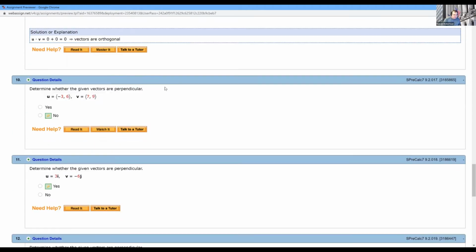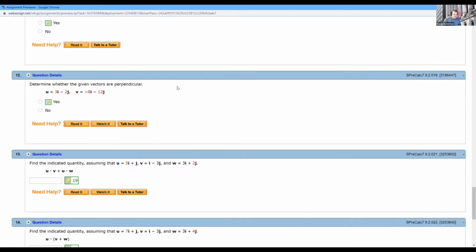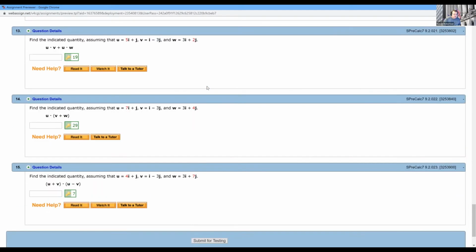And I'm scanning through these questions. A little bit different in 13 and 14 here. In question 13, they don't want you to find the angle between two vectors. They just want you to find what u dot v plus u dot w is. So can you imagine you find the dot product of these two vectors here, and then you find the dot product of this vector here with this vector here, and then you add the two together, and evidently in this question it's 19.